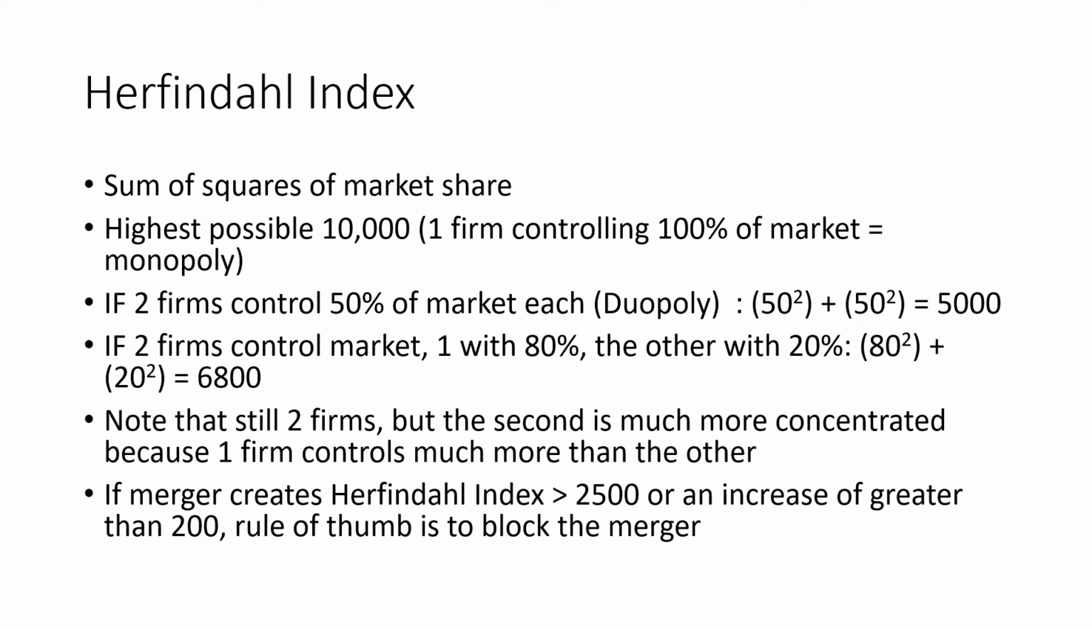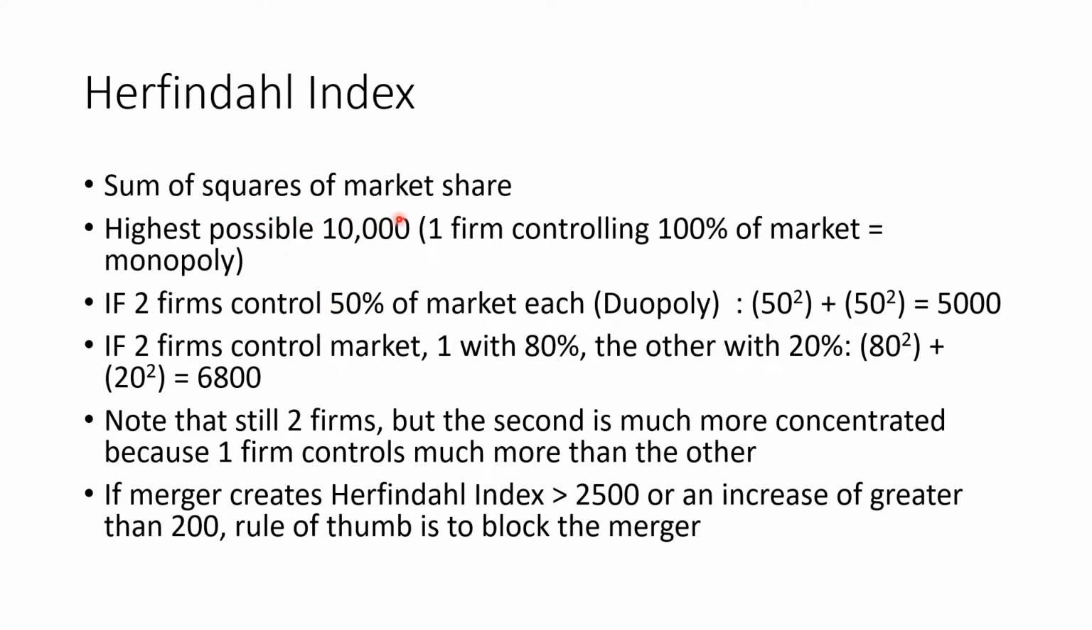The other way of measuring it is the Herfindahl index, and it's a little bit more accurate. It's also a little more complicated. What you use is you take all of the producers in an industry, all of the individual firms that produce within a given industry, and you measure the sum of squares of their market share. The easiest way to explain that is by way of example. The highest possible score is 10,000.